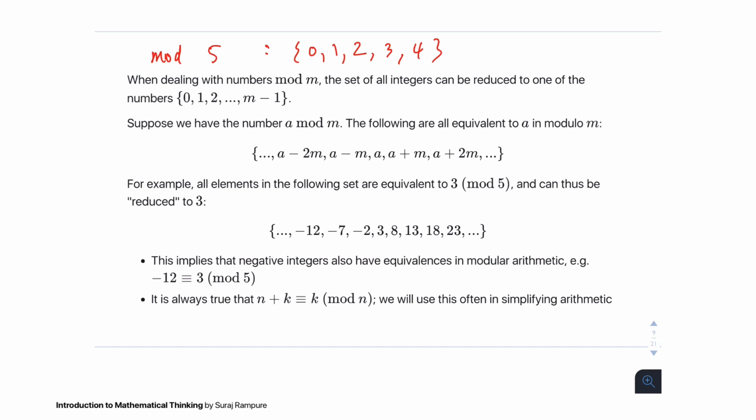Right? So suppose we have 3 modulo 5. The remainder when you divide 3 by 5 is the same as the remainder when you divide 8 by 5, is the same as the remainder when you divide 13 by 5, and so on and so forth. All of these numbers have a remainder of 3 when you divide them by 5. Is that clear? So all have remainder 3 when divided by 5.